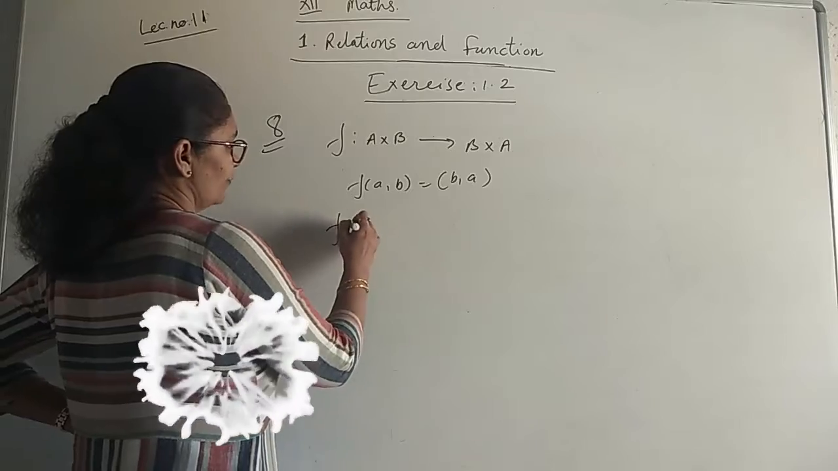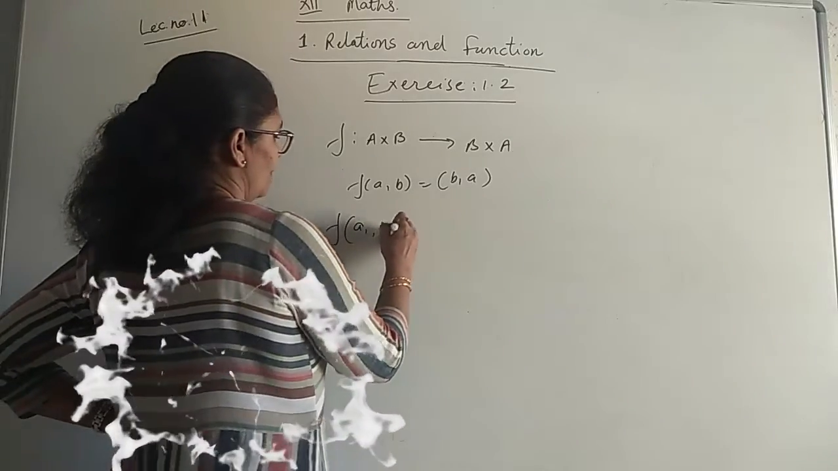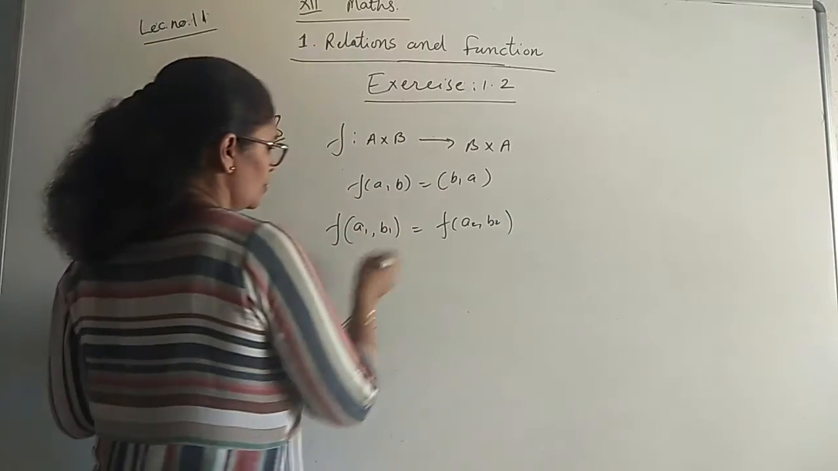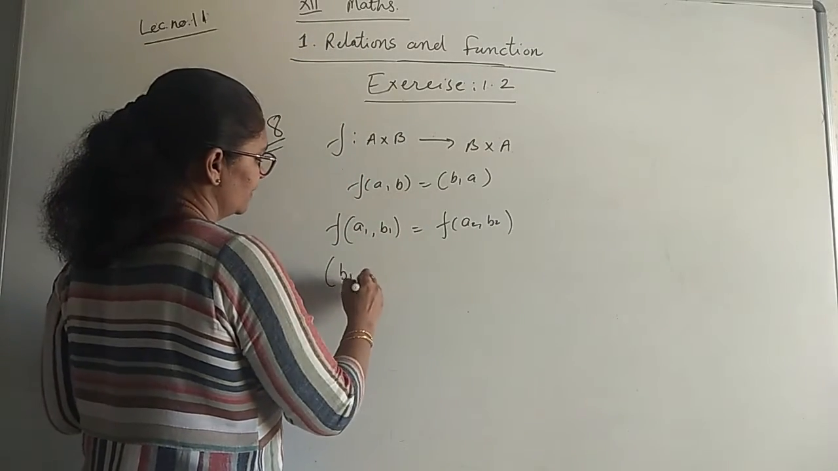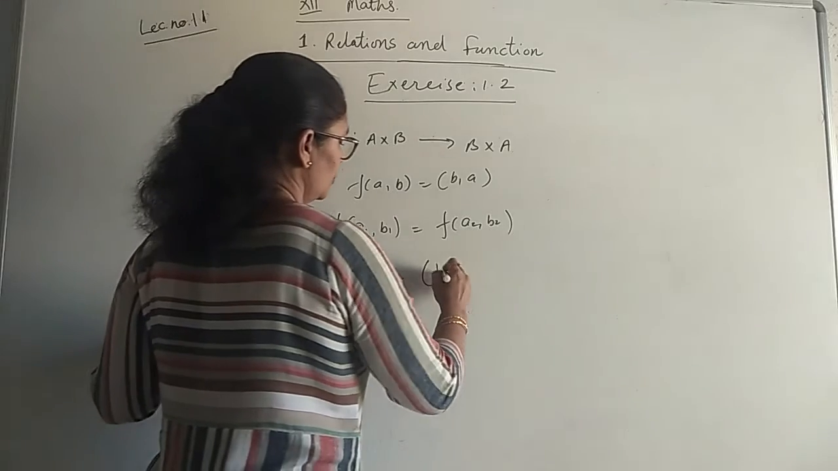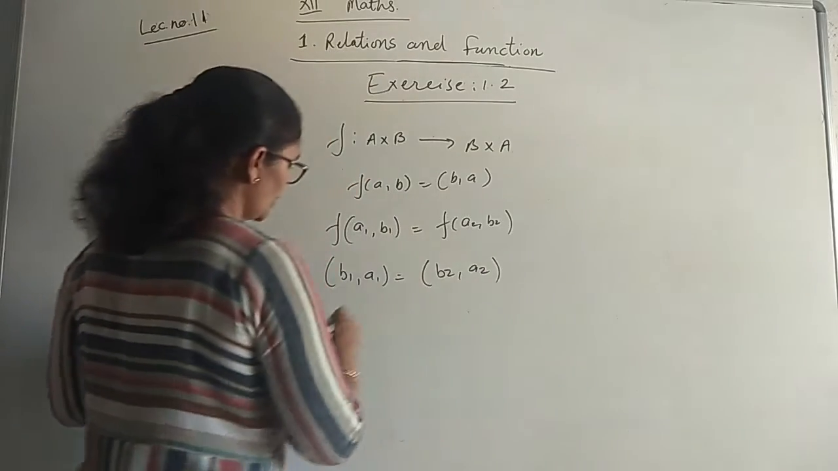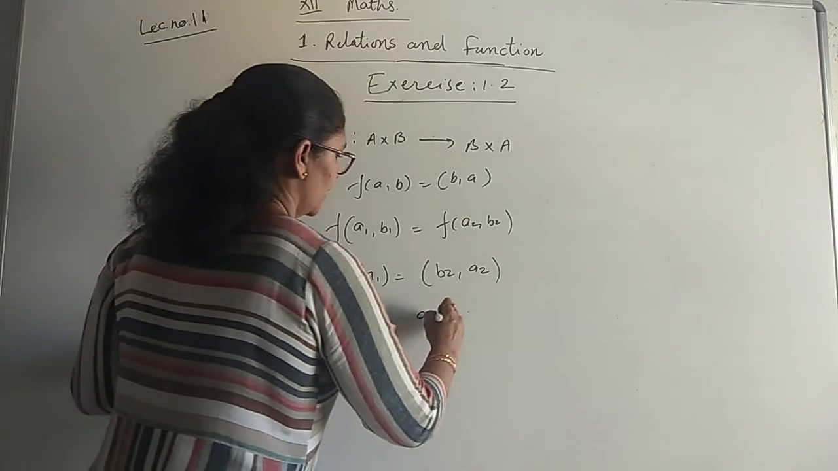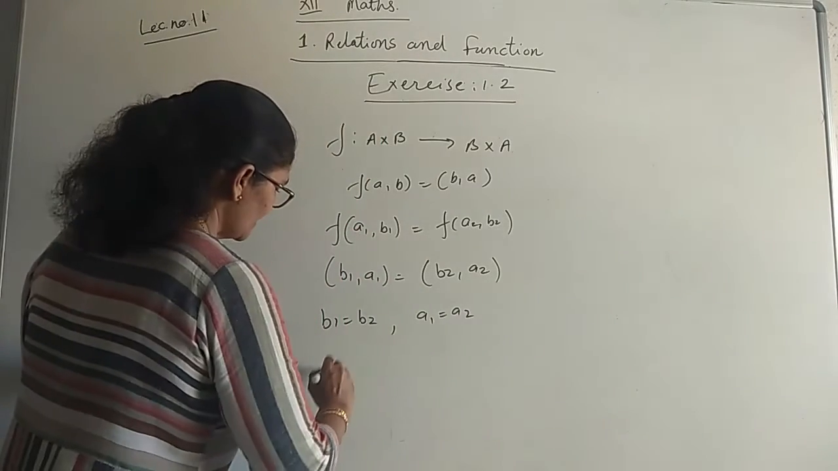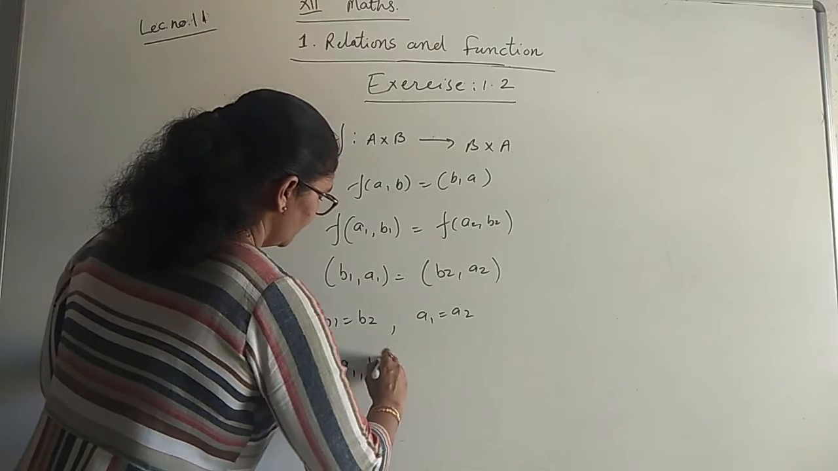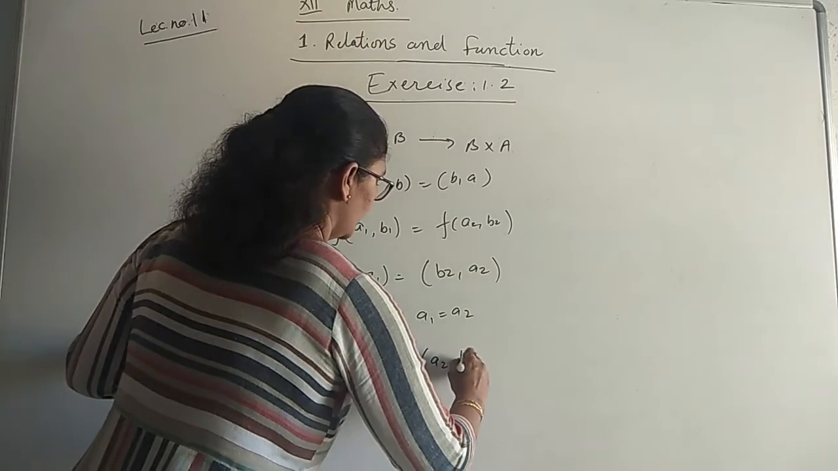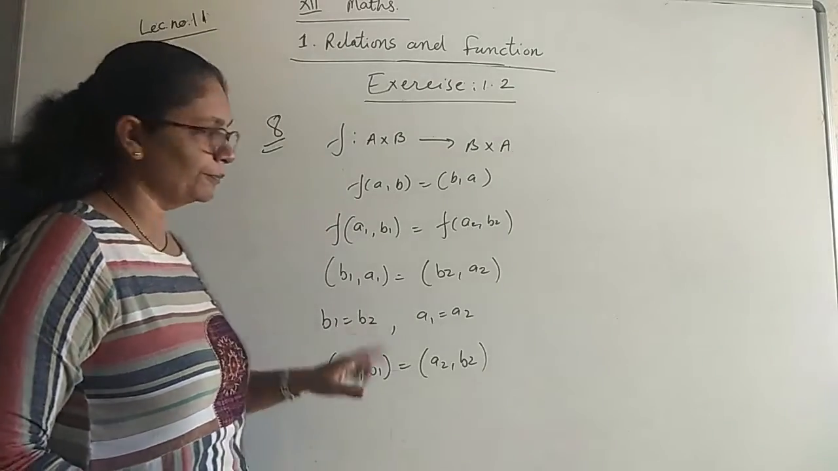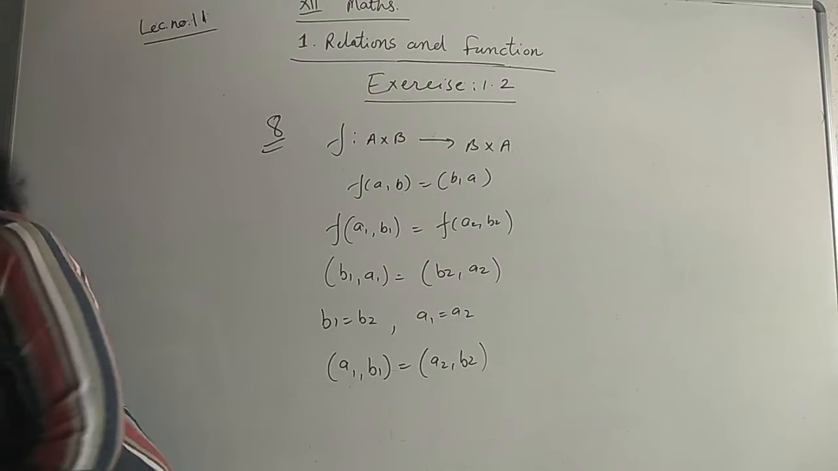Okay, let's start with f of (a1, b1) equal to f of (a2, b2). So from this you can write (b1, a1) equal to (b2, a2). So what is the meaning of it? b1 and b2 are the same, a1 and a2 are the same. What is the meaning of it? (a1, b1) equal to (a2, b2). So from this we can say it is 1-1. First part true. Now let's come to the second part.